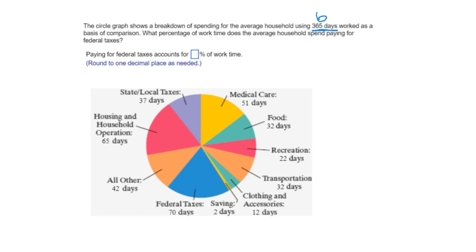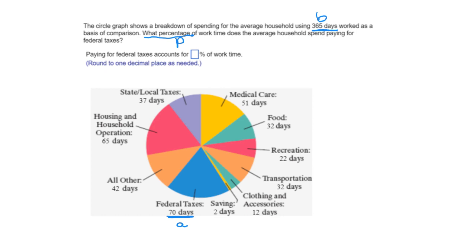And we're looking at the federal taxes, and this one has 70 days. So that's going to be my A. That's also an amount out of the base. So we have A, we have B, and it's telling you what percent. So you know you're looking for your P.